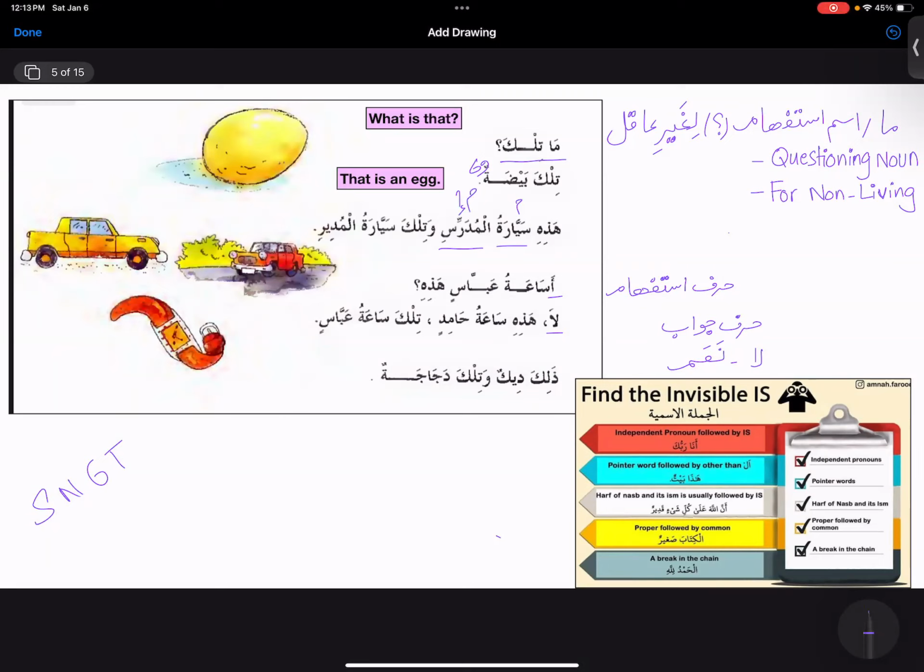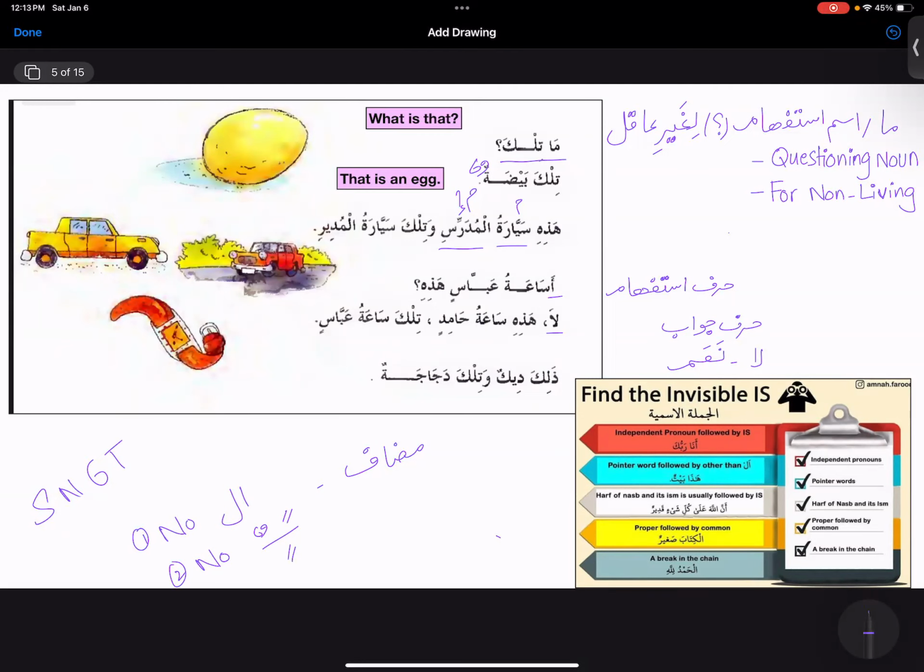Okay, can someone revise how our mudaf should look? How are we going to recognize our mudaf? What are the conditions? There will be no al and no tanween. Mudaf cannot have alif lam, and it cannot have tanween, so no fathatain, damatain, or kasratain. Only these two conditions we need to remember for mudaf.